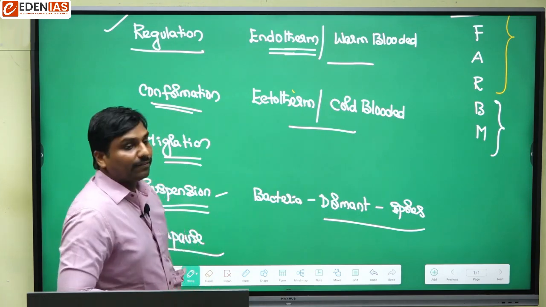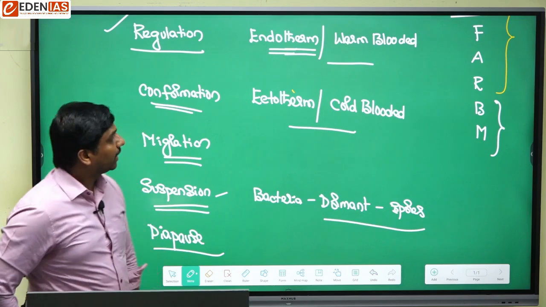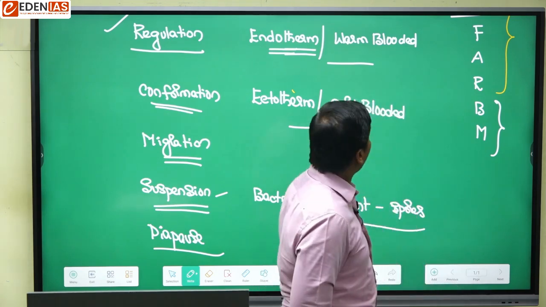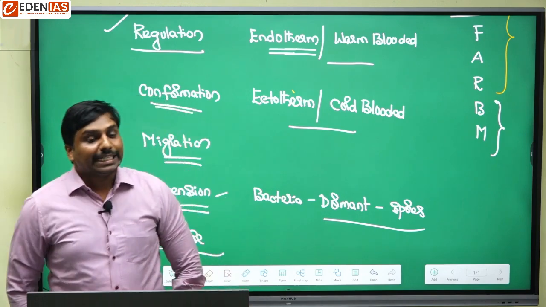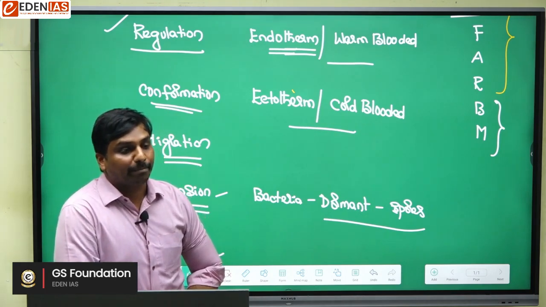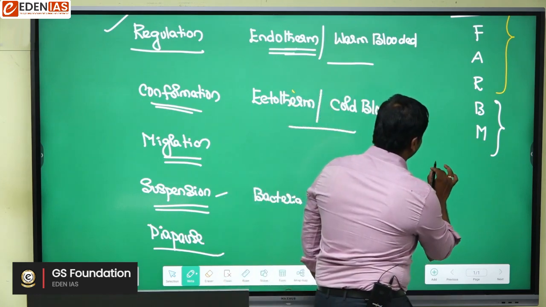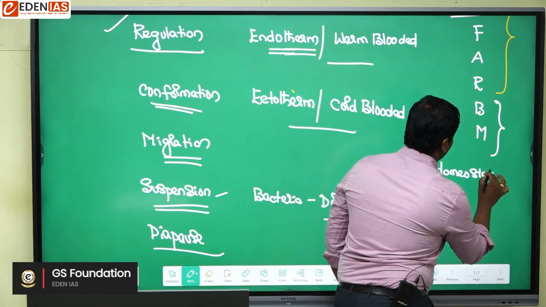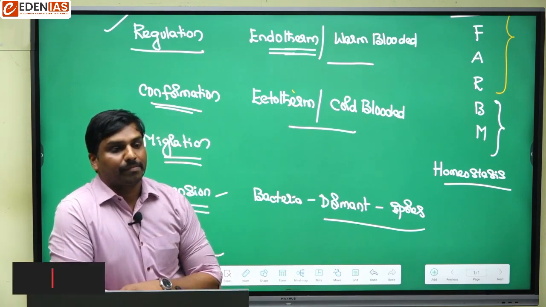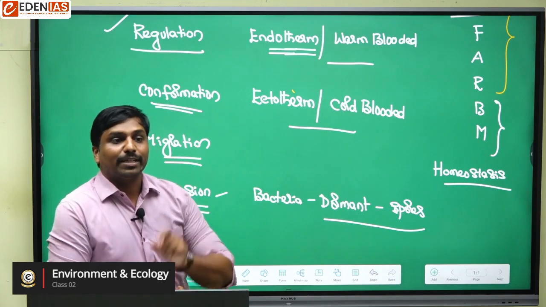Okay, so there you mention, for example, all the endotherms. Endotherms are warm-blooded animals. They maintain constant body temperature through the process of homeostasis. Okay, so maintaining constant body temperature, that is nothing but homeostasis. So that is one example.